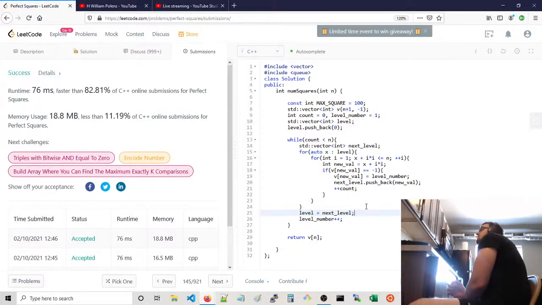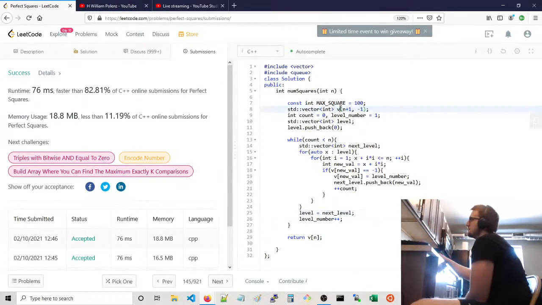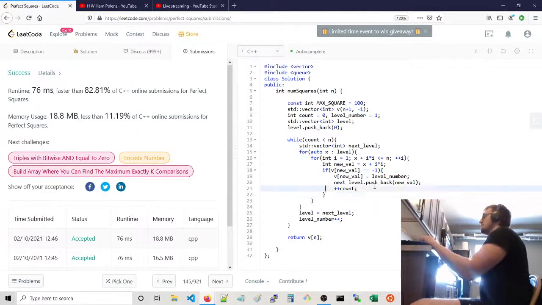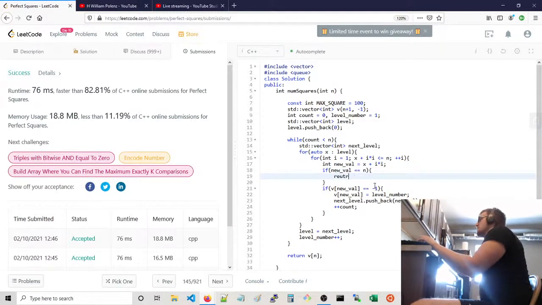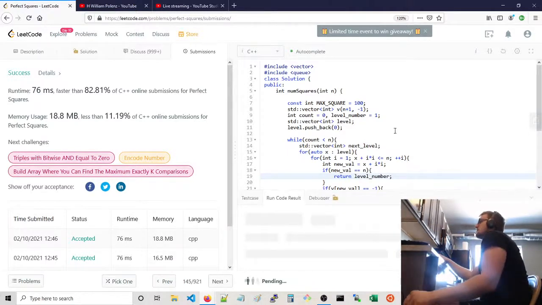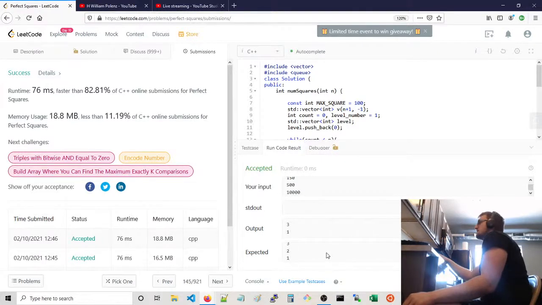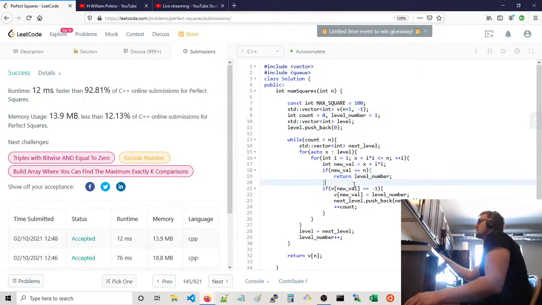You could do something like this. You could do something like this. How about that? Does that give you the same answer? That's a lot faster.